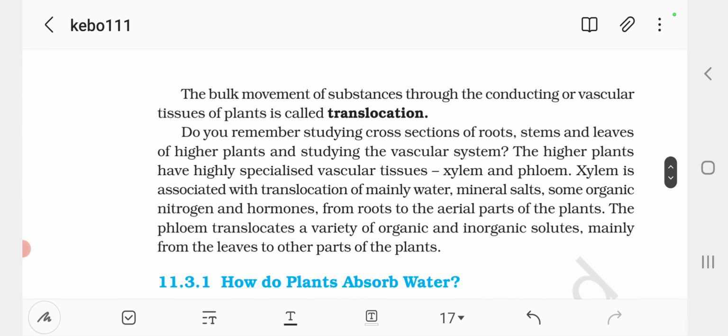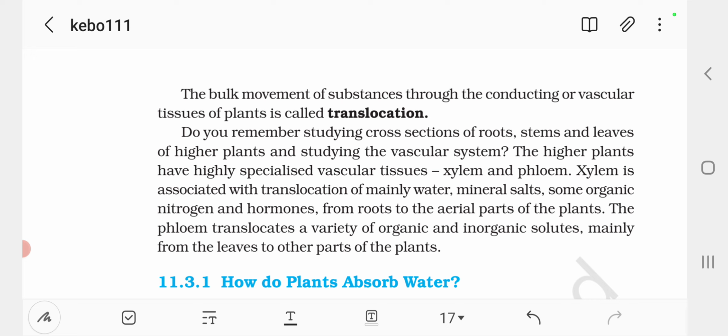The bulk movement of substances through the conducting or vascular tissue of a plant is called translocation. Do you remember studying cross sections of root, stem, and leaf of higher plants? In studying them, the vascular system, the higher plants have highly specialized vascular system, xylem and phloem. Xylem is associated with the translocation of mainly water, mineral salts, some organic nitrogen, and hormones from roots to the aerial parts of the plant.